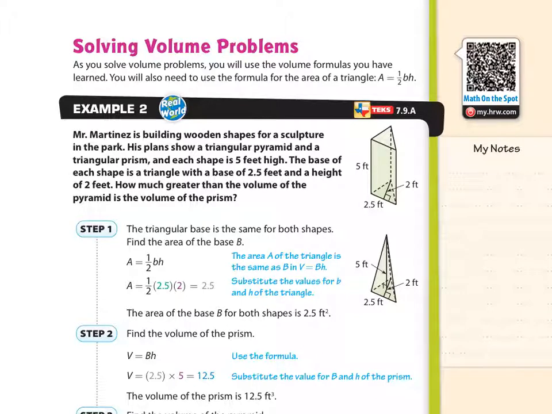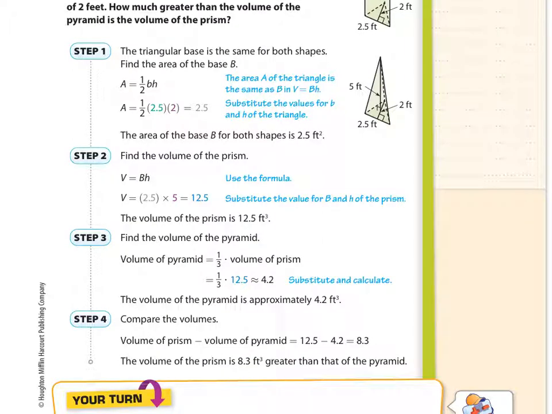So in example 2, Mr. Martinez is building wooden shapes for a sculpture in the park. He plans to show a triangular pyramid and a triangular prism, and each shape is 5 feet high. The base of each shape is a triangle with a base of 2.5 feet and a height of 2 feet. How much greater than the volume of the pyramid is the volume of the prism? We kind of talked about this already. What we talked about was how many times greater it is. It's actually 3 times greater. But what we need to find out here is the volume of the prism and the volume of the pyramid, and then we're going to subtract the two.